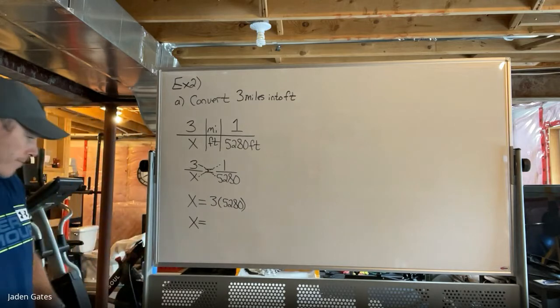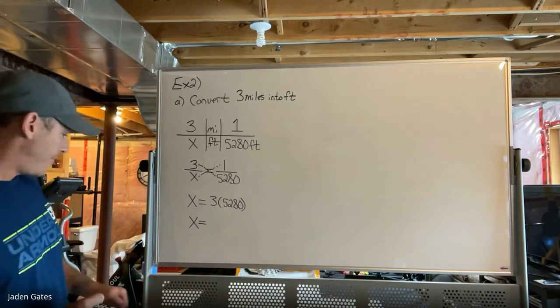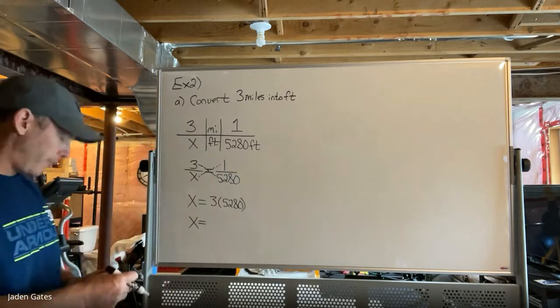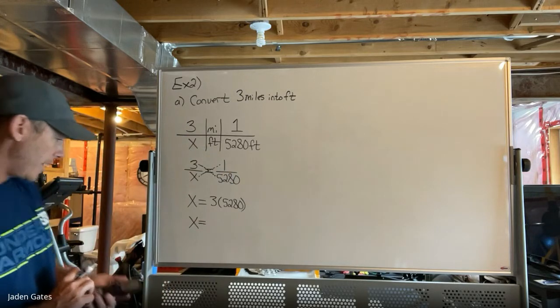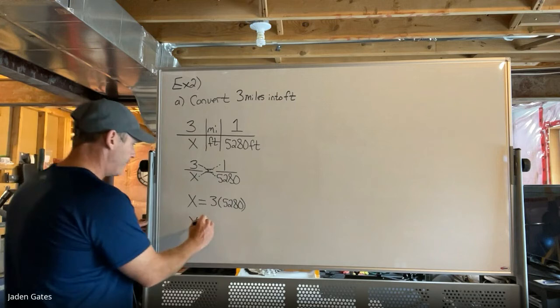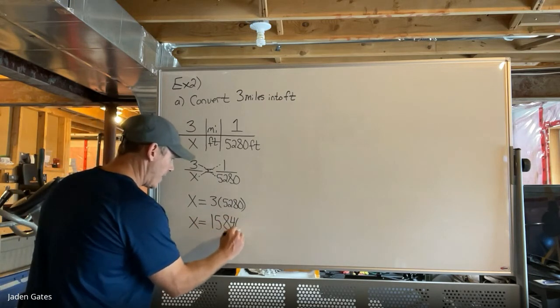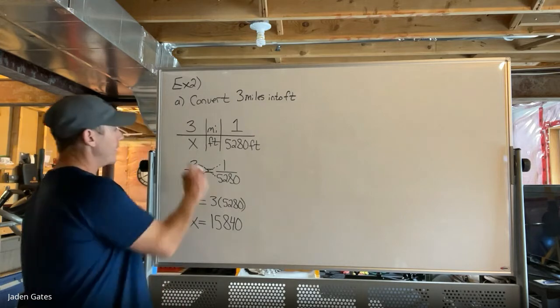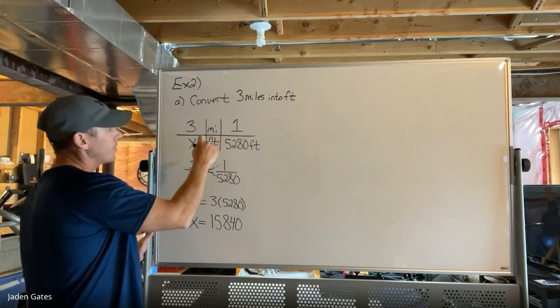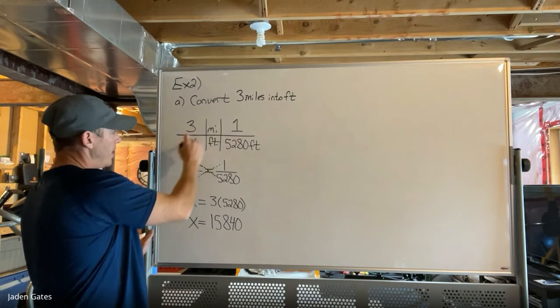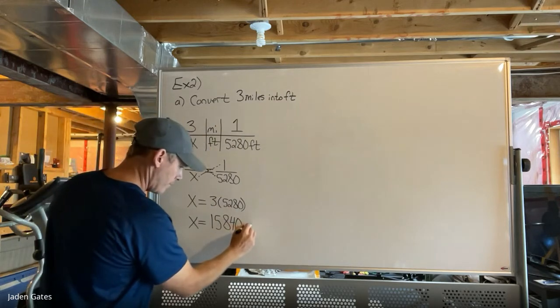And let's see here, we get some bigger numbers here. 3 times 5,280, and I end up with 15,840. And our units here, we just found, feet. There we go.